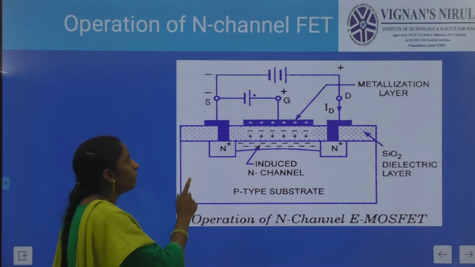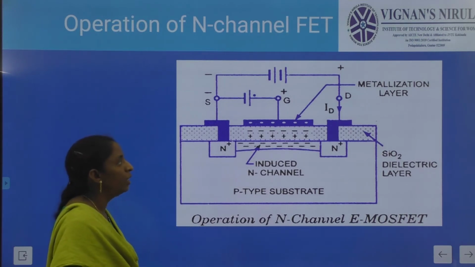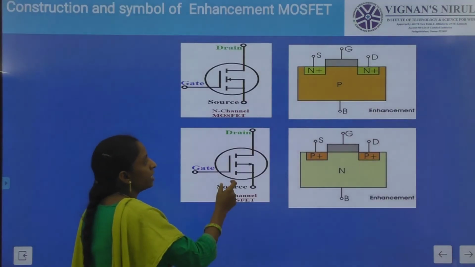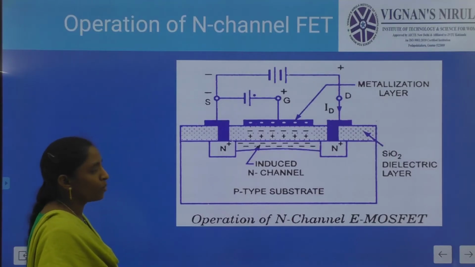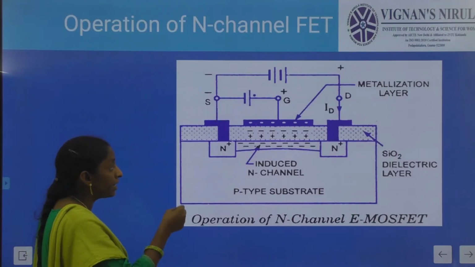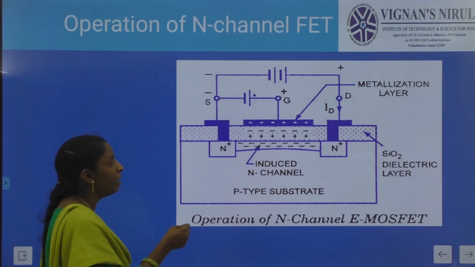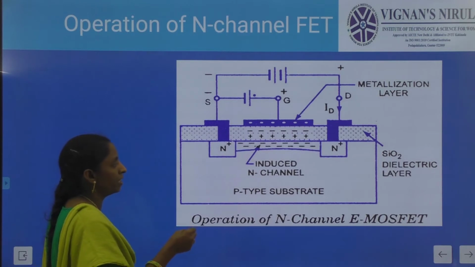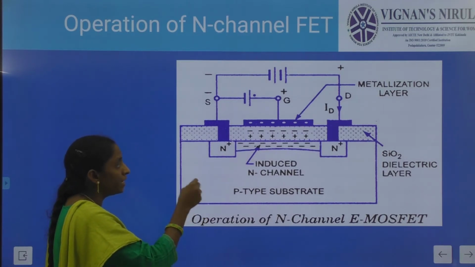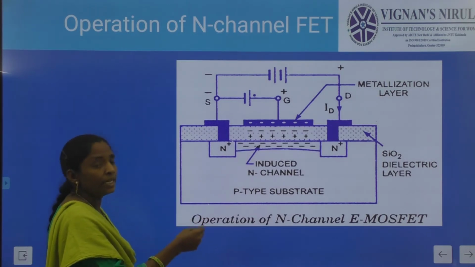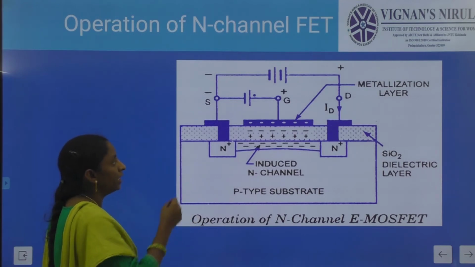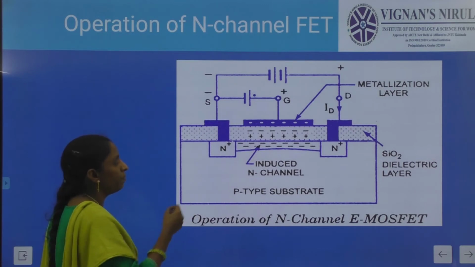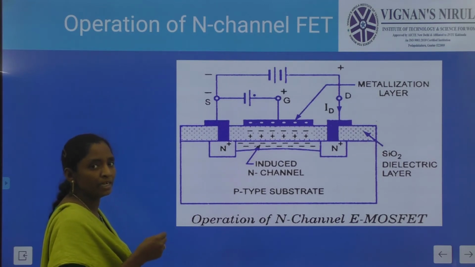Now we are applying positive voltage at the gate. Due to this positive voltage, there is an induced EMF. Due to the application of positive voltage, negative charge is induced at the P-type substrate. So if you increase the positive voltage at the gate terminal, it will induce more negative charge at the P-type substrate side.